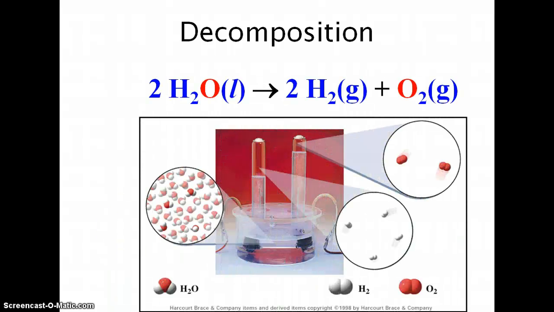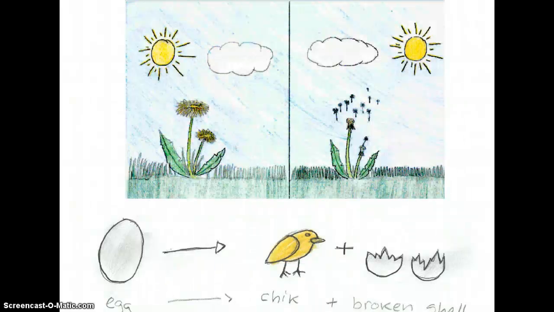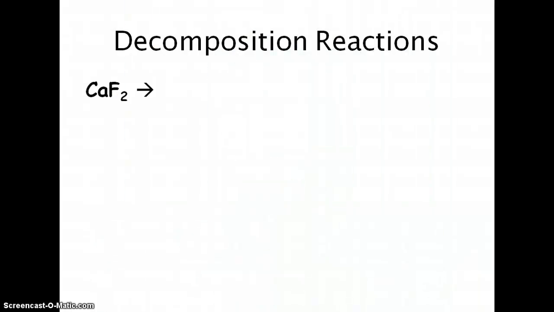Okay, here's an example. If you took H2O liquid and you give it a little energy, you can make hydrogen gas and oxygen gas. Another example, so you have a flower and it breaks down into the remnants of the flower and the little seeds that float off to repollinate. Another example would be an egg, and then when the egg cracks, you have the broken eggshell and a chicken comes out.